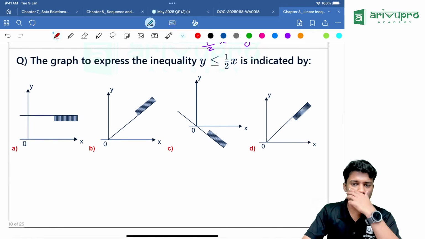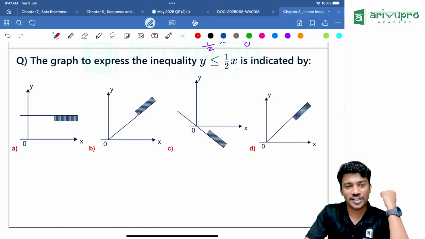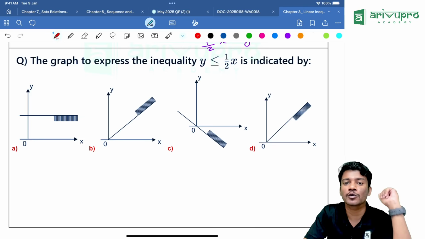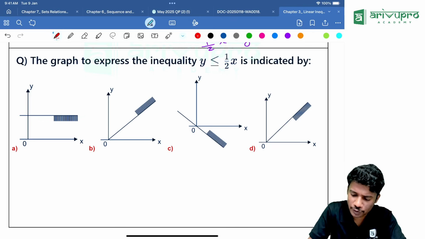With this, I'll teach you one more trick which will help you in knowing where the graph will go. I didn't teach you that side. I just showed you how the graph looks like. Now you tell me here, how does the graph look like?